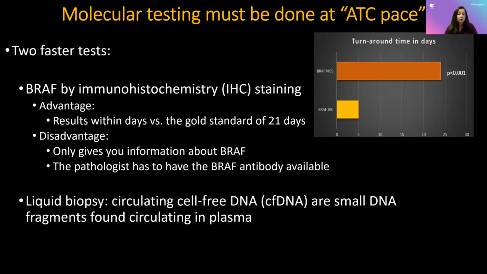And the turnaround time at our institution is now essentially 24 hours if you have the tissue. There are some challenges with this test, but if the pathology lab has this immunostain, you can get results very, very quickly. Unfortunately, it only gives you information about BRAF, right? If it's a negative stain, then you're still left with the question, well, what does this patient have then?